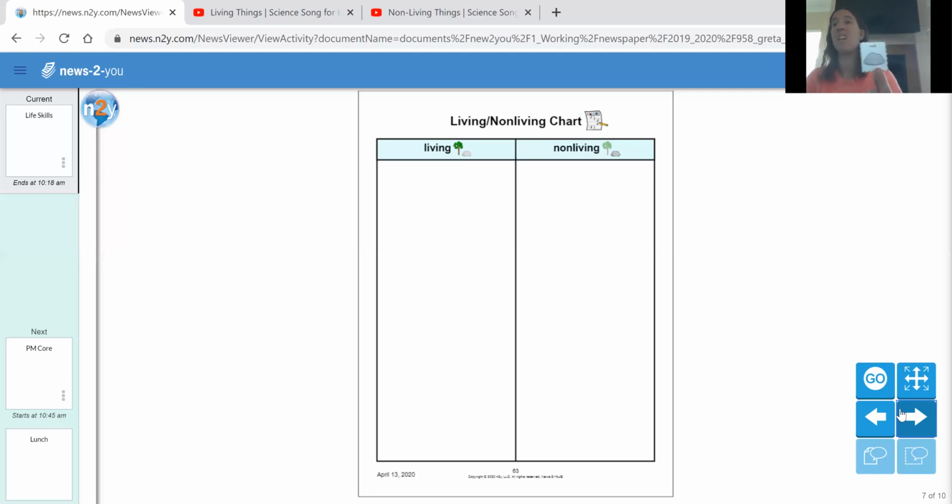Is it a rock? Does it breathe? Does it eat? No. Does it grow? No. So we're going to put the rock on non-living. See right there? The last one is a lake. Does the lake breathe? Does it eat? Does it move itself? Well, if the wind blows, but no. It's water, so it's non-living.